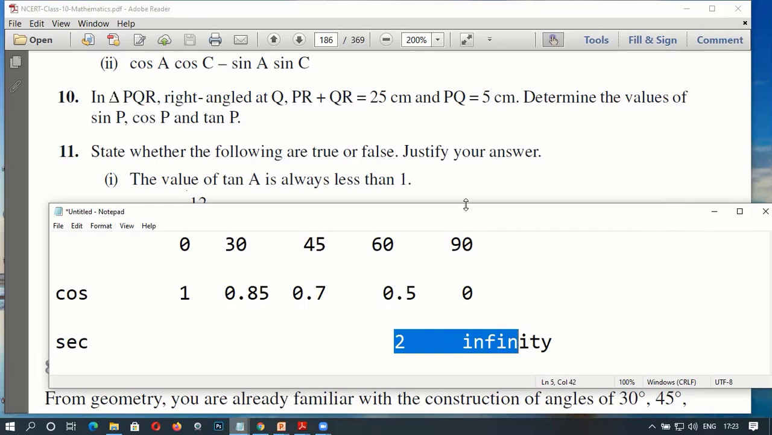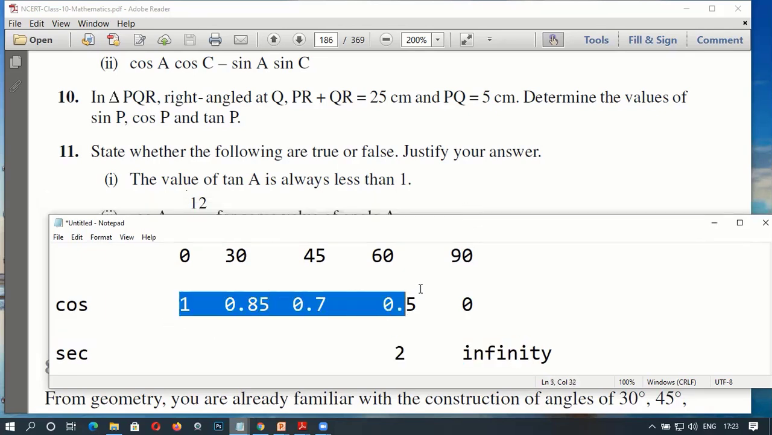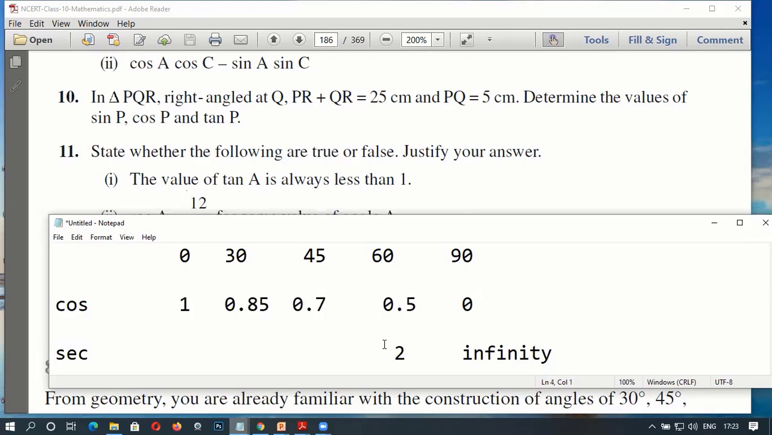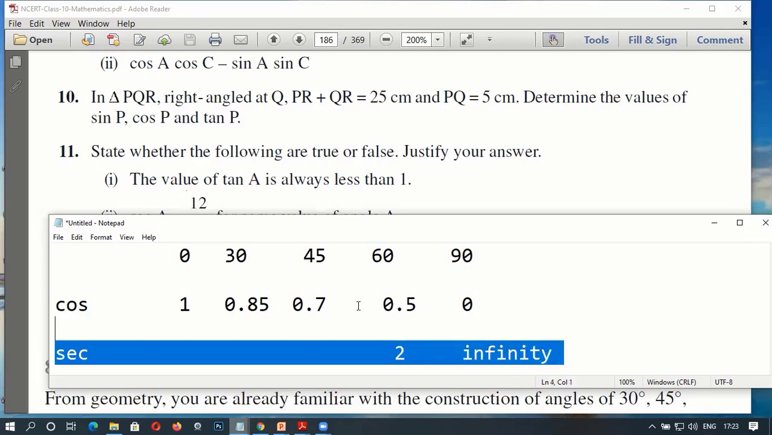What can we say? See, the range of cos is simple. 1 to 0 in the positive way. Negative also, it goes to -1. But sec goes up to infinity also. So the value can be more than 2.